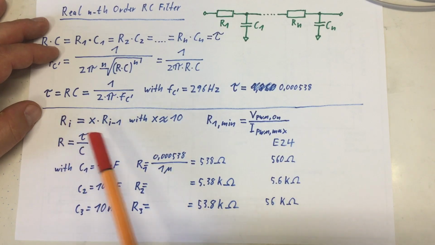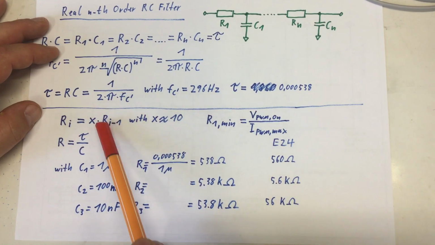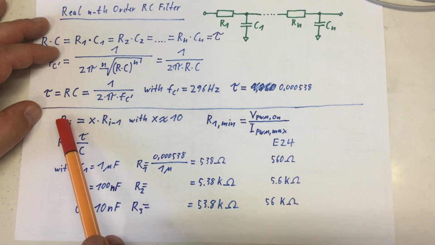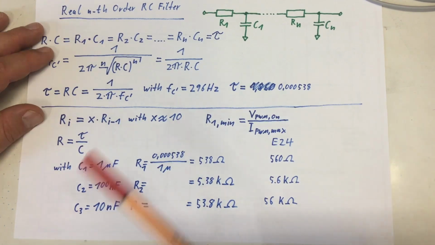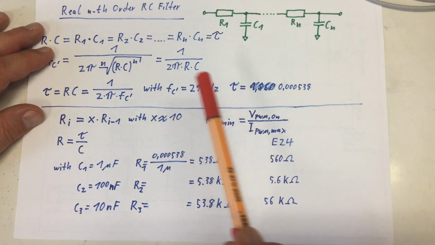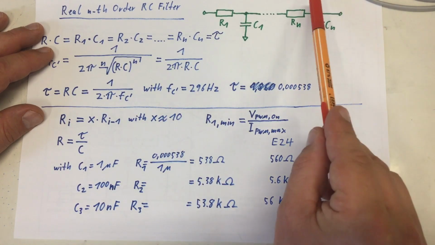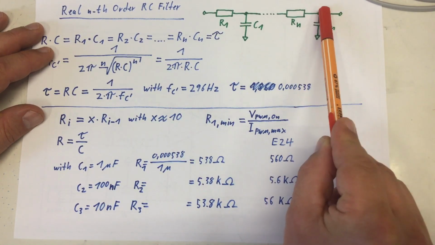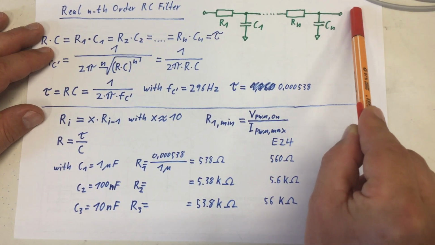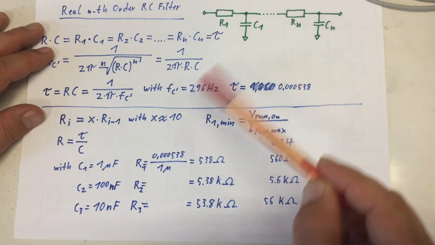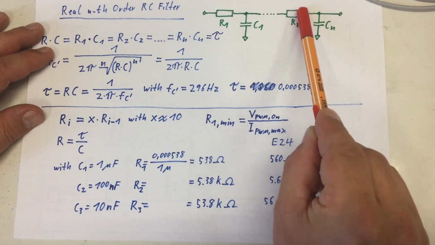So Ri is equal to X times Ri minus 1, with X being 10. So the next resistor is 10 times bigger than the previous resistor. The bigger you can make X, the better. If you need to make it smaller, well, you have to live with the results. Anyway, keep in mind that your last RC element is also a voltage divider, and you still want to read that signal with something that ideally has a 10 times bigger impedance than your last resistor.